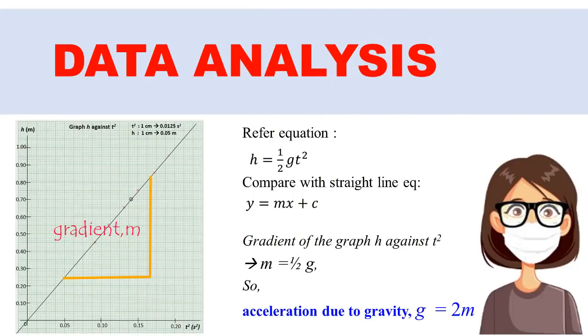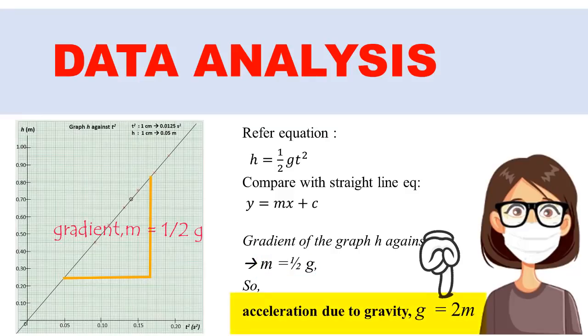Then we are going to determine the acceleration due to gravity g from the gradient of the graph. Refer to the equation h equals half g t squared. Compare with the straight line equation y equals mx plus c. Our x-axis is t squared, y-axis is h. Thus, the gradient represents half g. Rearrange the equation, and we obtain the acceleration due to gravity g is 2 times the gradient.